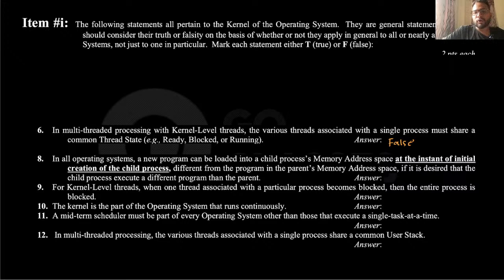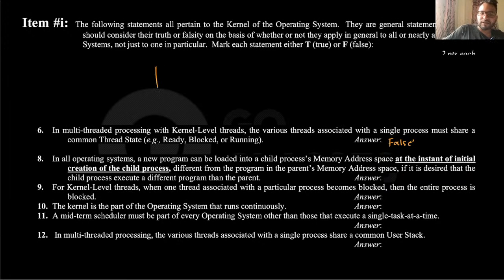In all operating systems, a new program can be loaded into the child process memory address space at the instant of the initial creation of the child process. So initially you can load that new program into the child's memory address space, different from the parent's program, which means it is a completely new program, if it is desired that the child process execute a different program than the parent. See, this last line is very crucial.